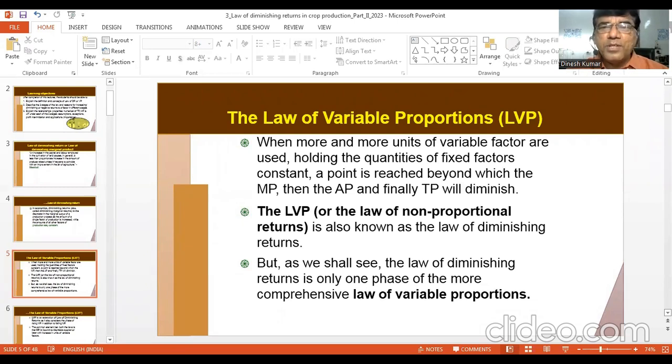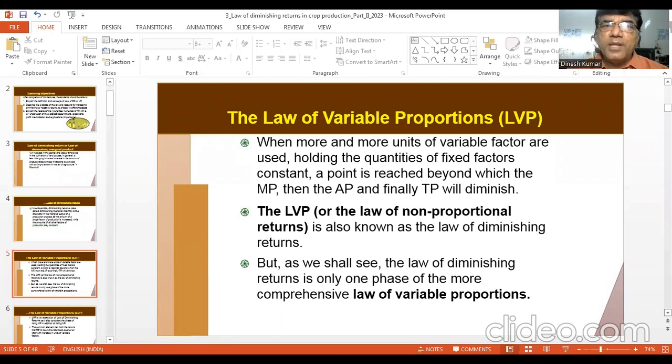In the law of variable proportion, suppose the quantity of the fixed factor is 1, because in the short run you cannot change the fixed factor. So the fixed factor will remain 1, and you take labor as the variable factor and keep increasing it. First you employ 1 labor, then 2, 3, 4, 5, 6, 7, 8. So these ratios will be different. The first ratio will be 1:1, then 1:2, 1:3, 1:4, and so on.